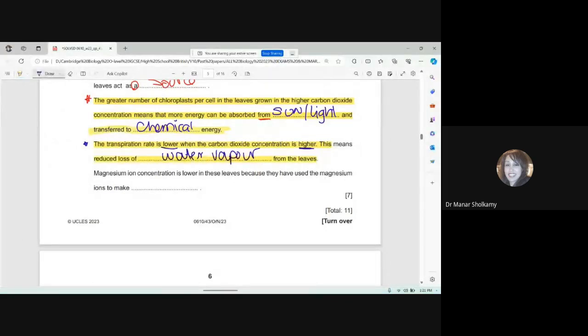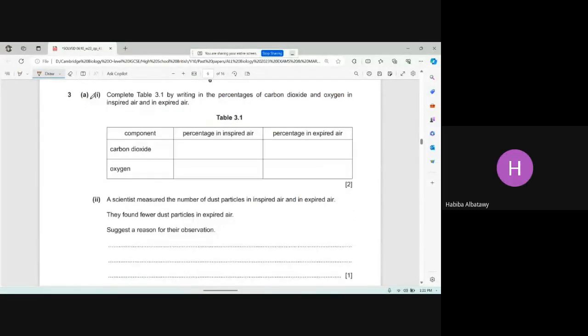Magnesium ion concentration is lower in these leaves because they have used the magnesium to make what? Chlorophyll. Easy. Very good. Until now, the exam is nice. Complete table 3.1 by writing in the percentages of carbon dioxide and oxygen in inspired air and in expired air. So you should memorize those numbers.